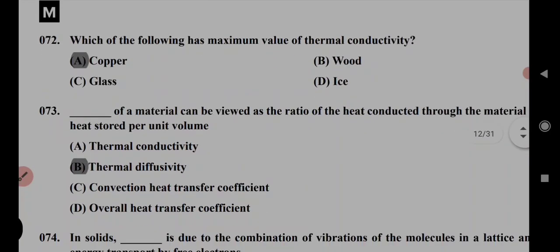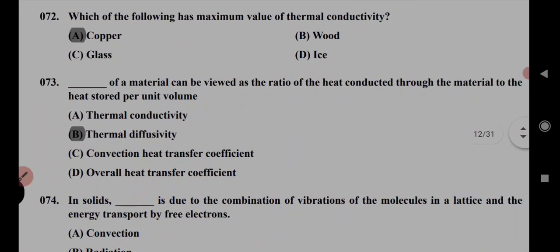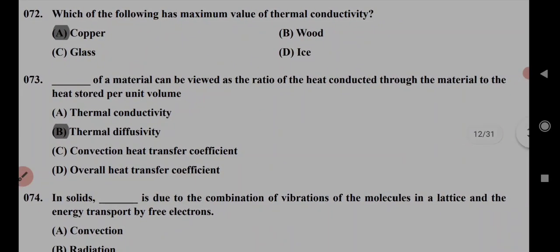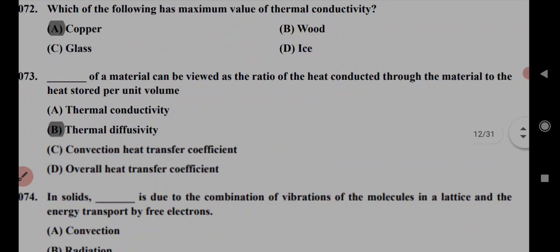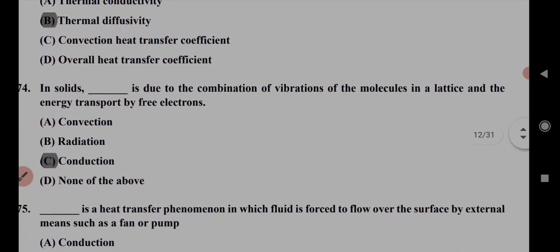Which of the following has maximum value of thermal conductivity? The copper. 73. ... of the material can be viewed as the ratio of the heat conducted through the material to the heat stored per unit volume. The thermal diffusivity of the material can be used.